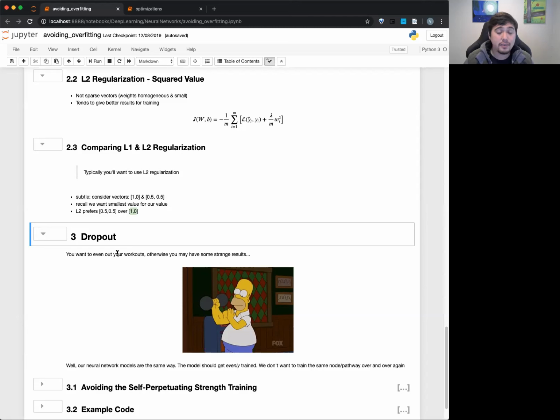So this is actually really true with neural networks too. Neural networks can do the same thing, where they'll tend to prefer certain neurons over other ones. So what will happen is the weights connected to those neurons will tend to get very, very large, and then the other sides will get smaller.